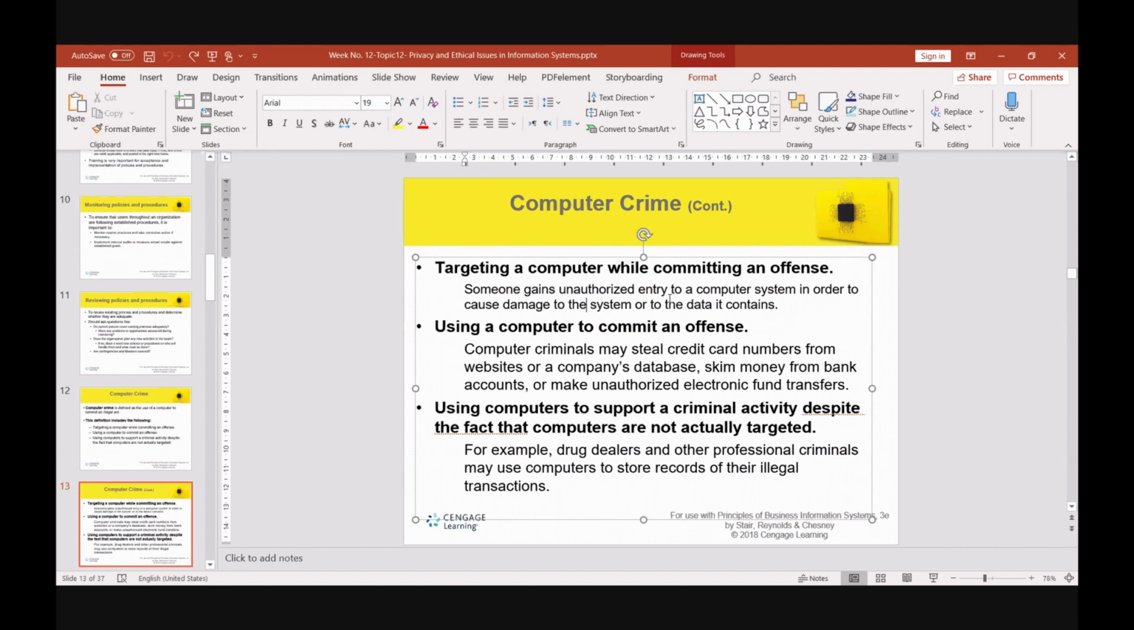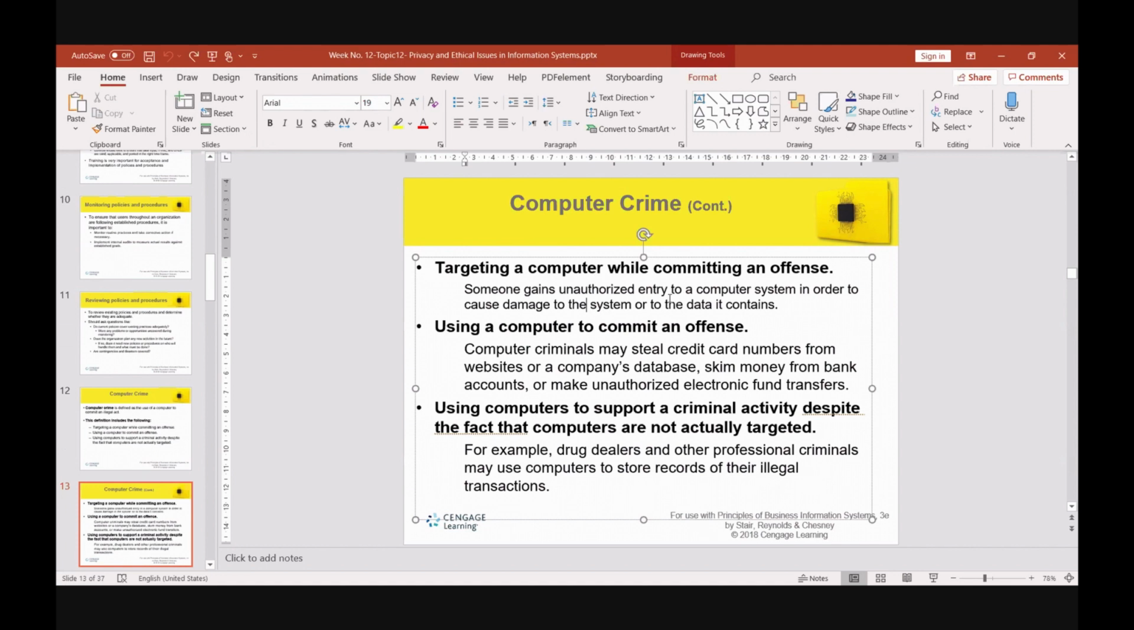administration, because everything was on the network, and once something appears on the network, you can track it easily. So this is one example of using a computer to commit a wrong action. Using computers to support a criminal activity is the third type, despite the fact that computers are not actually the target.